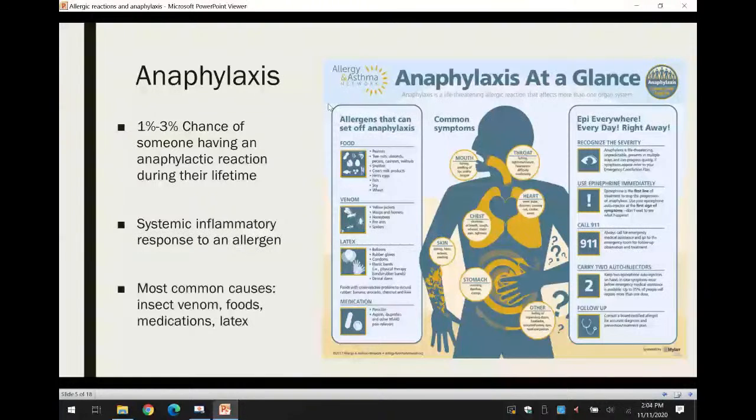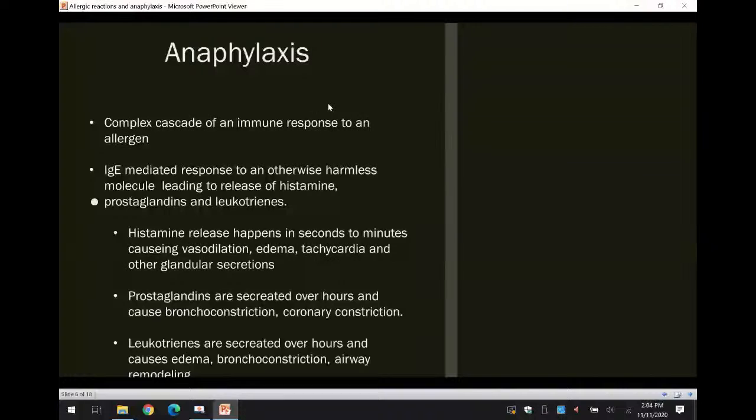So, again, the most common triggers are usually insect venom, foods, and medications. Anaphylaxis is just, like I said, an immune response to allergens. It's IgE mediated, and the biggest reason it occurs within seconds is that mast cells and other cells throughout the body carry histamine, and IgE activates these cells, causing an immediate release of histamine, which causes immediate vasodilation, which leads to your rashes.